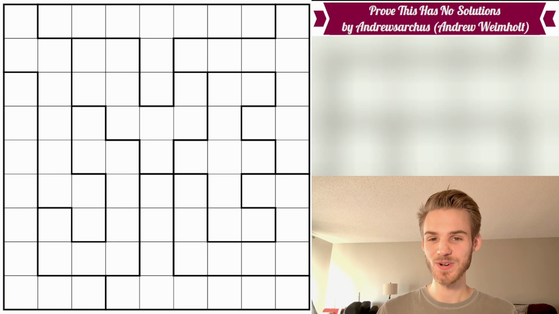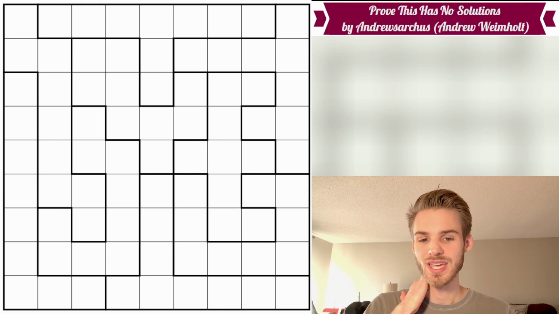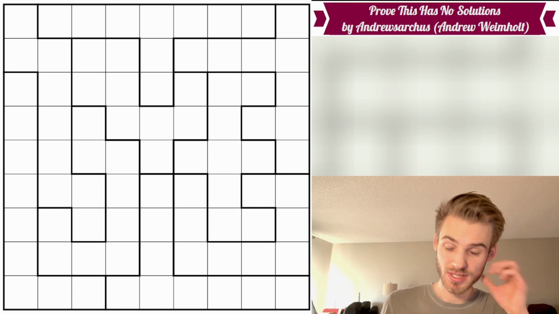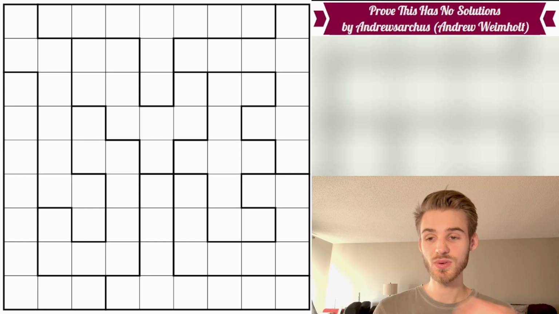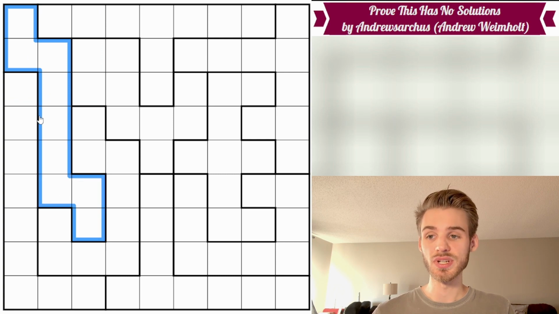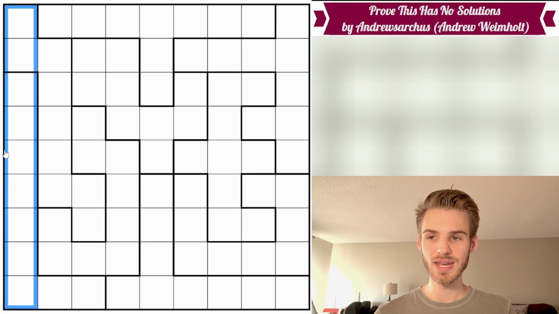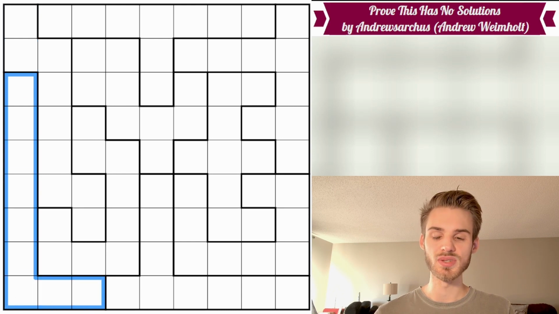Moving on from Derektionaries to Andrewsarchus's Irregular: prove this has no solutions. Irregular is just like normal 9x9 Sudoku, but instead of having those 3x3 boxes, we have irregular regions, which also contain the digits 1 to 9 once each. One thing that you might need to use for this puzzle is that this column contains the digits 1 to 9, but this region also contains the digits 1 to 9.